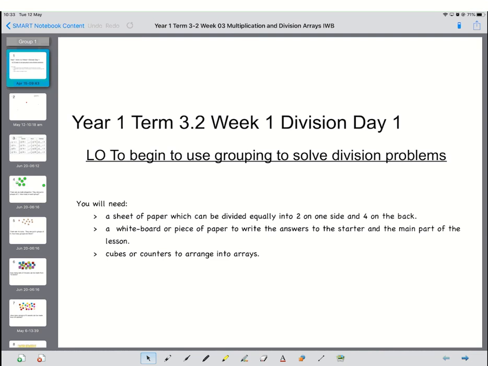So, today you're going to need a sheet of paper which can be divided equally into 2 on one side and 4 on the back, a whiteboard or piece of paper to write answers, some of the starter and the main part of the lessons, cubes or counters that can be arranged into arrays. So, get that all ready, and when you're ready to start, we'll get going.